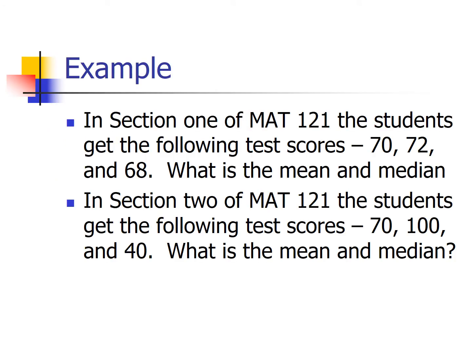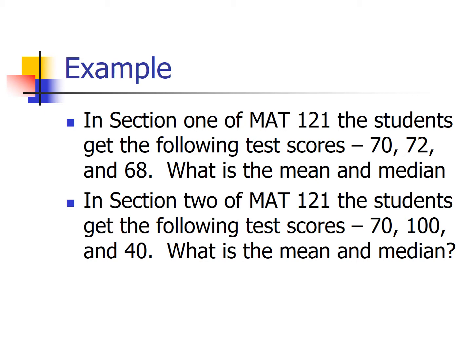So two different sections of Math 121, both of them absurdly small. Each section only has 3 students. The first section, the 3 students take their test. They get a score of 70, 72, and 68. So the question is, what's the mean and what's the median?